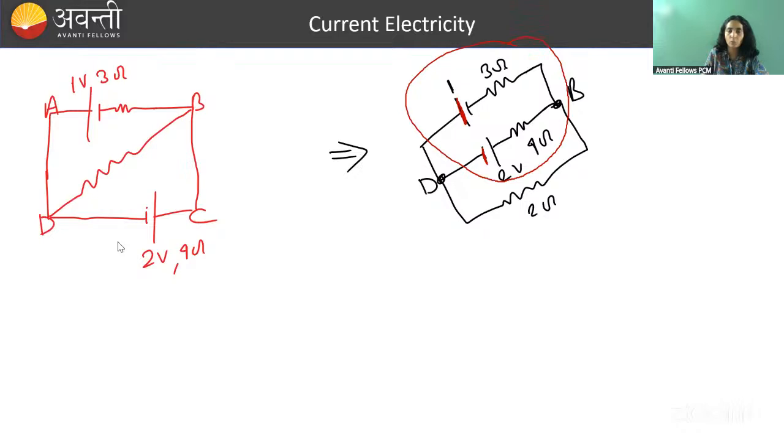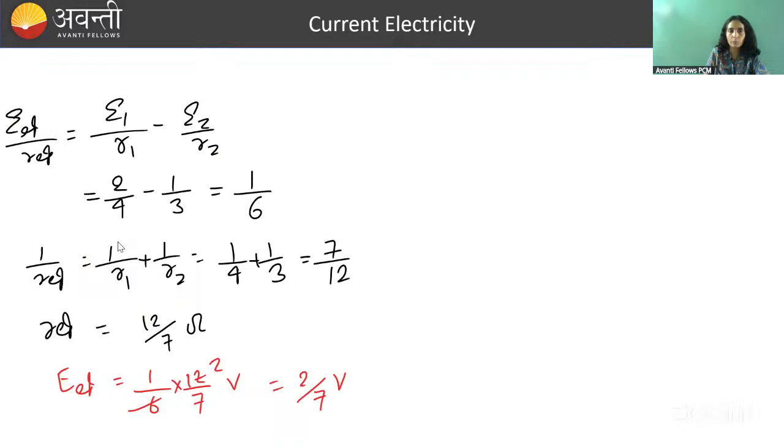This is your 2, 4 and this is your 1, 3. ठीक है? So 2 by 4 minus 1 by 3, 1 by 6. R equivalent is 12 by 7. So E equivalent अगर आप निकालोगे 2 by 7 volt आ रहा है. ठीक है? What will the diagram look like now?